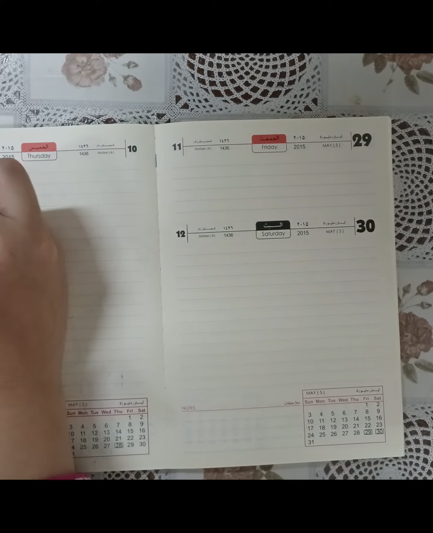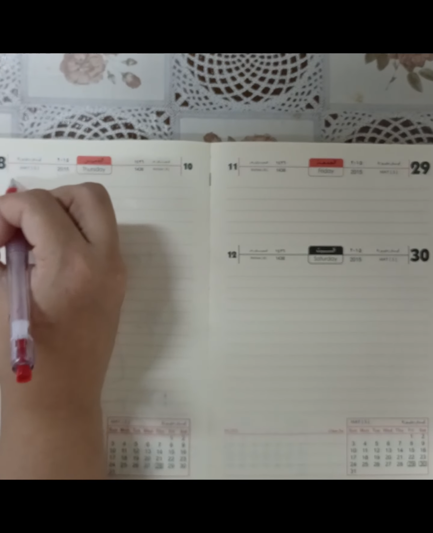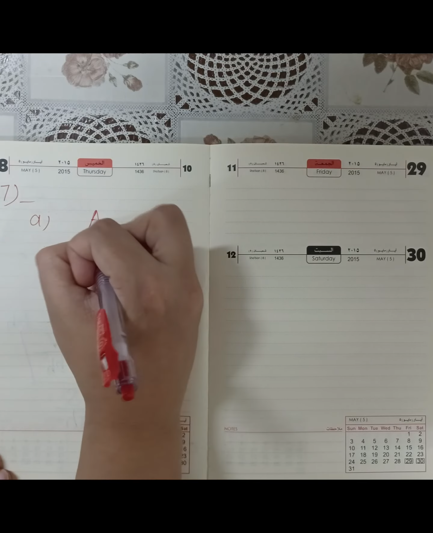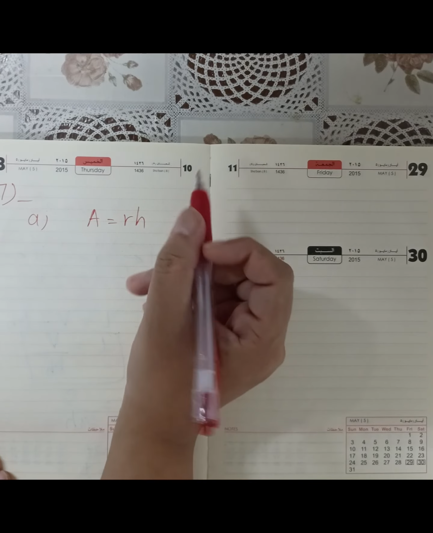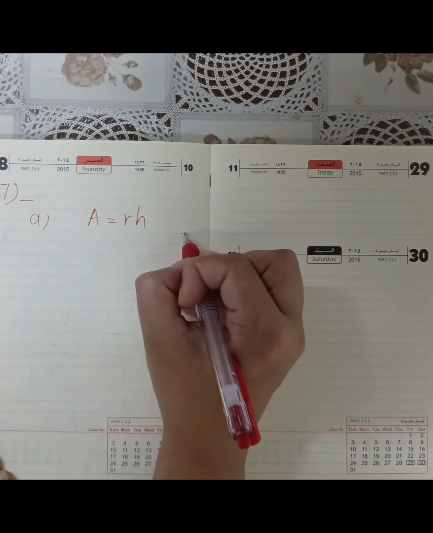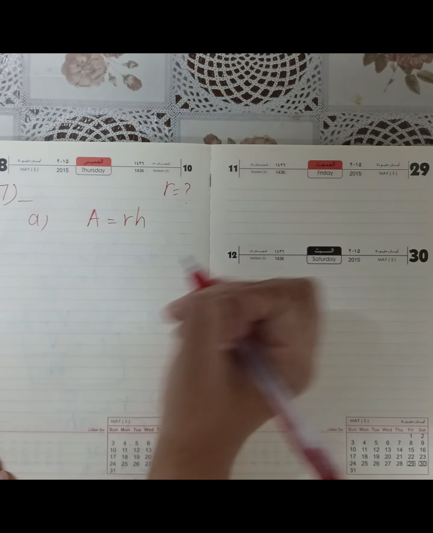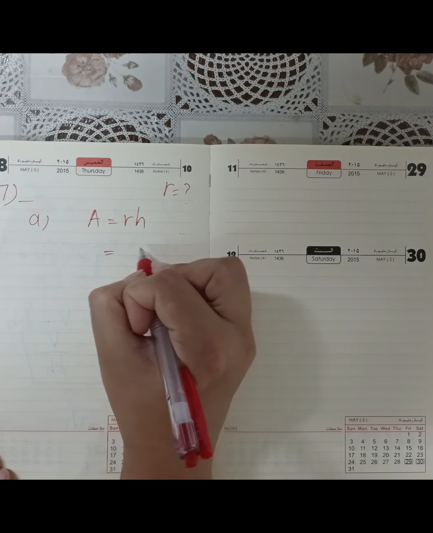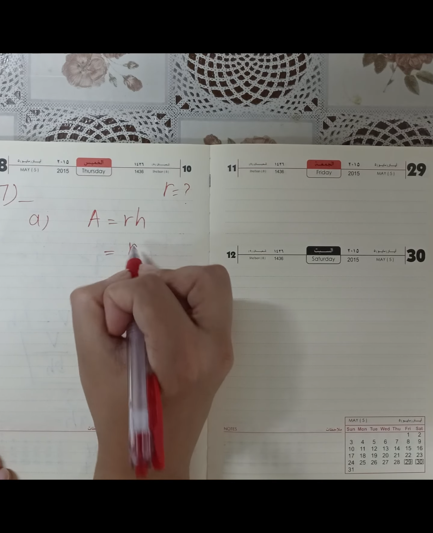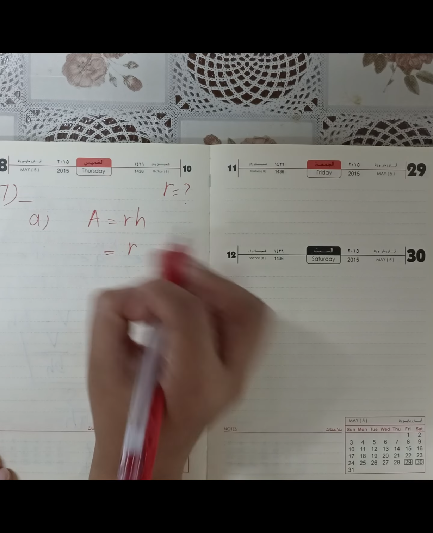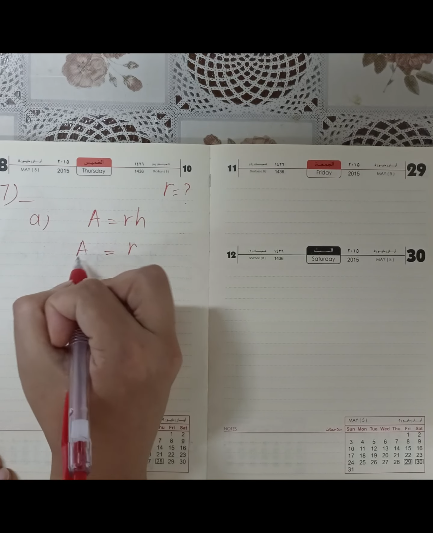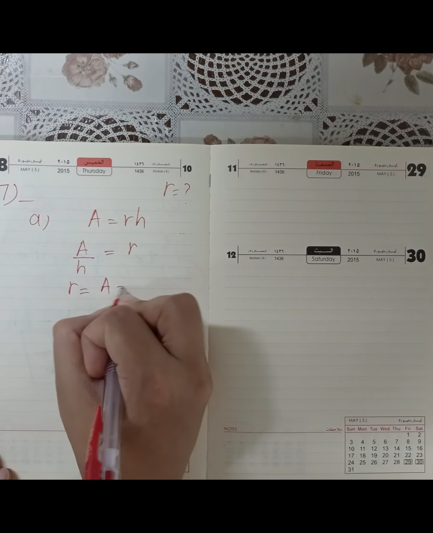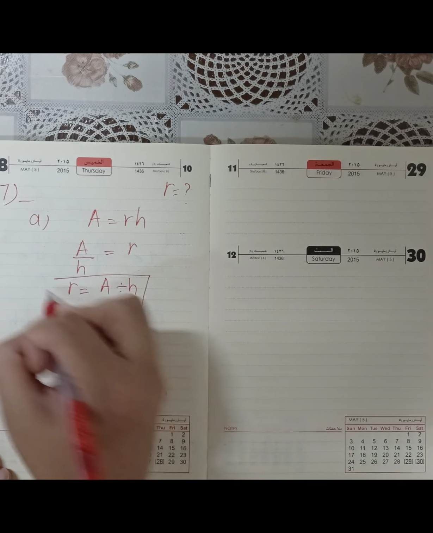Now question number 7. Question number 7 is we have to rearrange and find A equals R H. Now we have to rearrange and make R the subject. We have to find out R in both of the questions, part A and part B. We have to find out what R is. So I will get R by dividing with H: A divided by H, or I can write R equals A divided by H. This is the same thing.